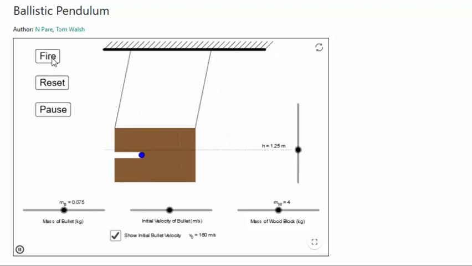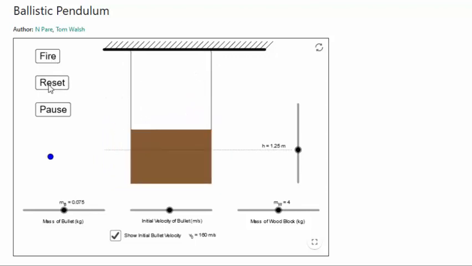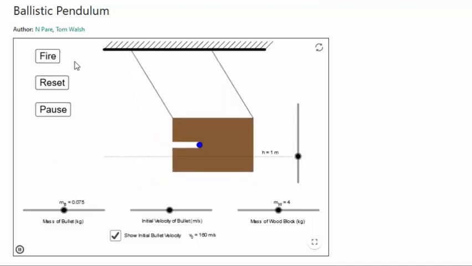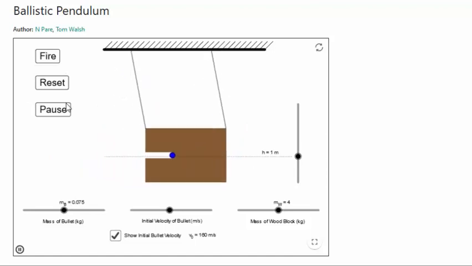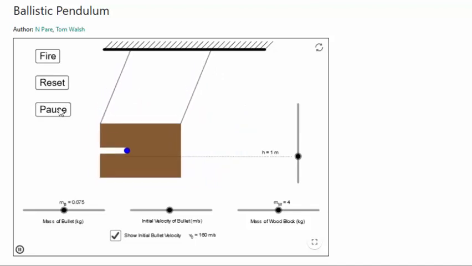So let's reset the simulation, and I'm going to set this measuring line at the vertical position of the bullet when it starts. So it starts at a height of 1 meter above the floor of the lab. Now I fire the bullet and the block swings. I want to find out how high the block swings, so I'm going to try to pause the simulation right when the block reaches its maximum swing height.